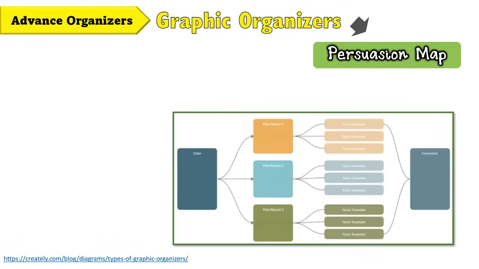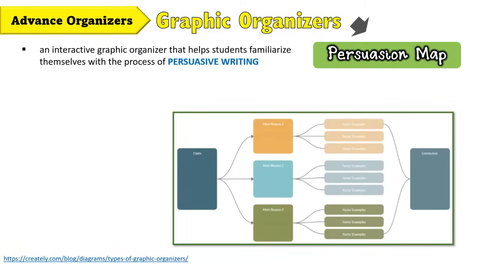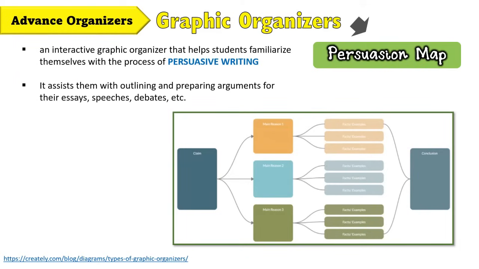Persuasion map. The persuasion map is an interactive graphic organizer that helps students familiarize themselves with the process of persuasive writing. It assists them with outlining and preparing arguments for their essays, speeches, debates, and others.